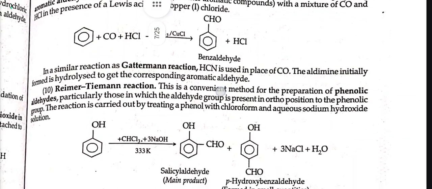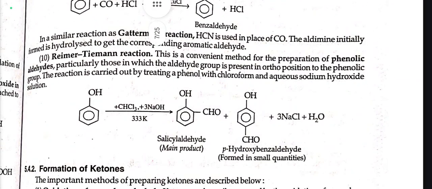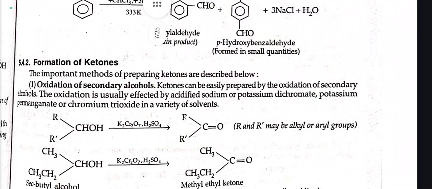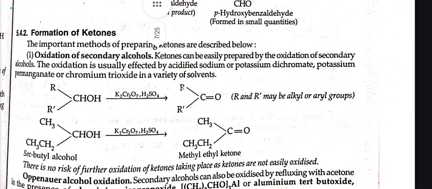Tenth method is Reimer-Tiemann reaction. It is a convenient method for preparation of phenolic aldehydes, particularly those in which the aldehyde group is present in ortho position to the phenolic group. The reaction is carried out by treating a phenol with chloroform and aqueous sodium hydroxide solution. Next, formation of ketones. The important methods for preparing ketones are as described below.